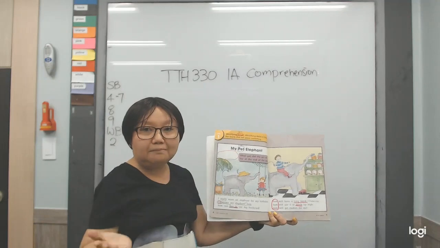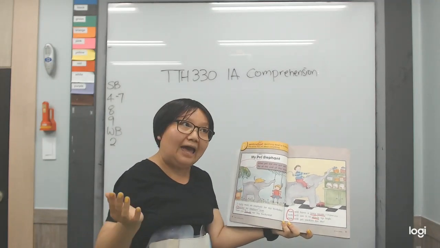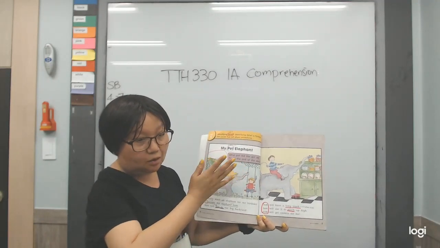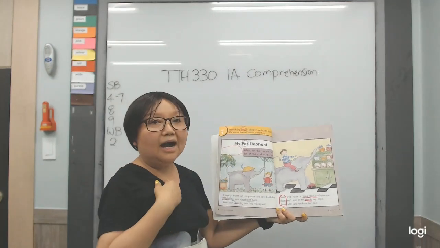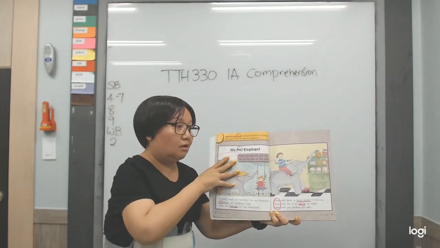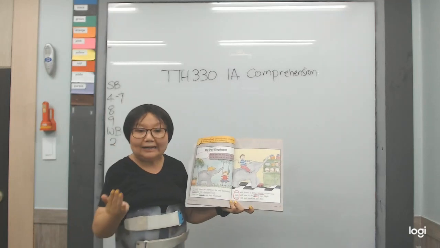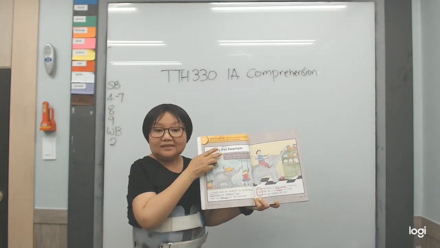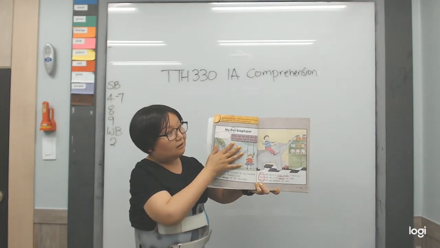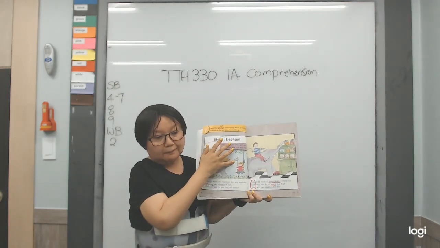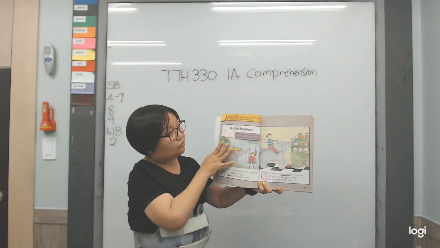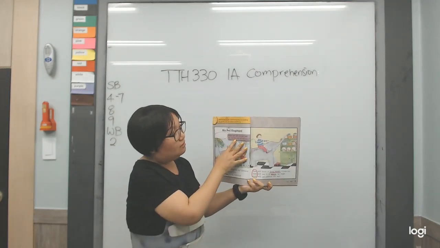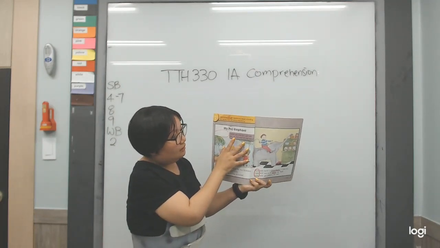So, what do you mean by pet? A pet is an animal that you can have at home. So, for example, I have a pet dog. Alright? Some people have a pet hamster. Okay? Some people might have a pet cat. Like here, we are going to talk about my pet elephant. Do you understand? And this is a question that we need to think about, right?